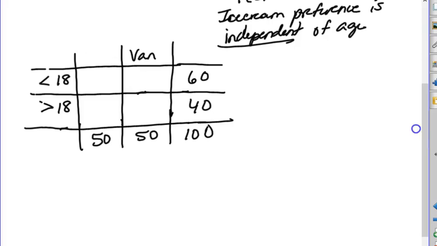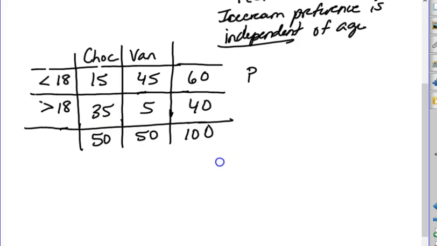Now, if age and ice cream flavor preference were independent, we'd expect 30 and 30, and 20 and 20. But let's make these easy numbers: 15 and 45, and then this would have to be 35 and 5. Notice that once I pick these two numbers, I had to have these.